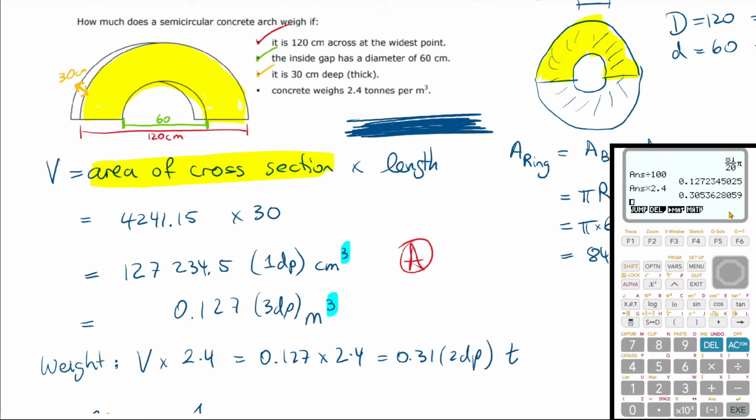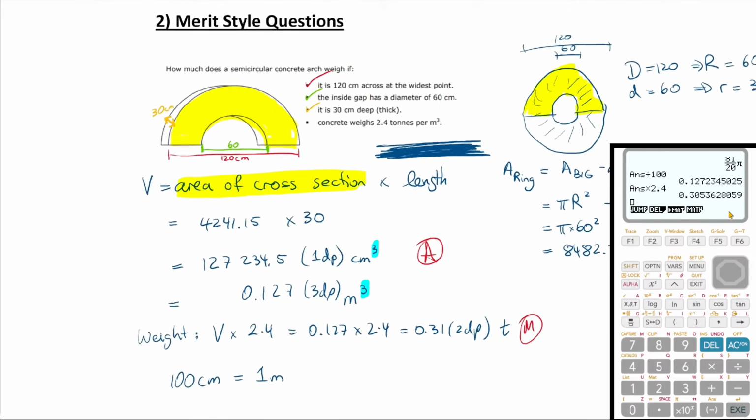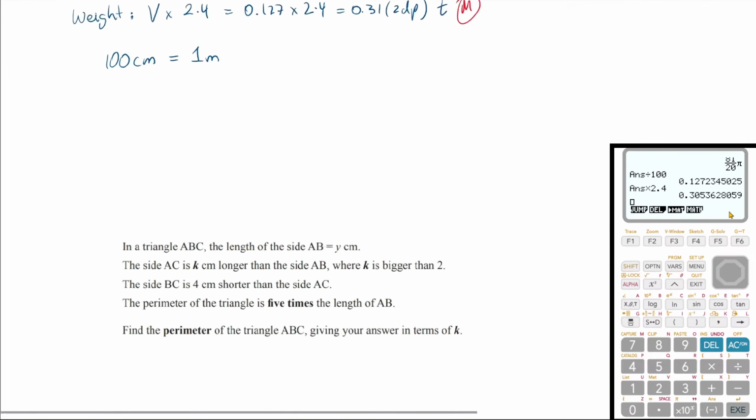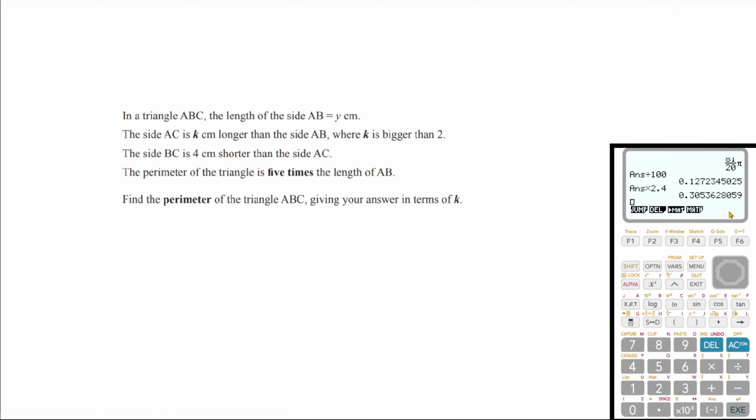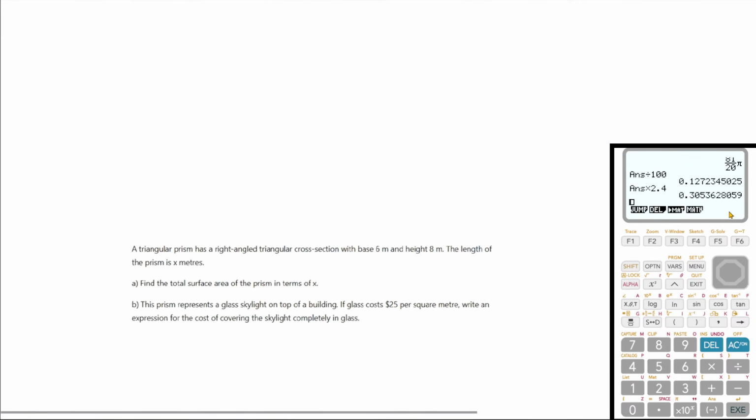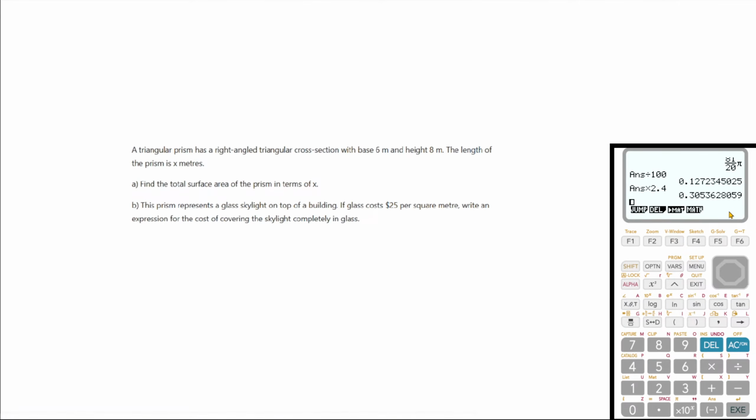Getting to this point here will give you the merit. And if you do the calculations here, you will get an achieved, even though you might have missed one little mistake. Okay. This one has some algebra in it. What else do we have?